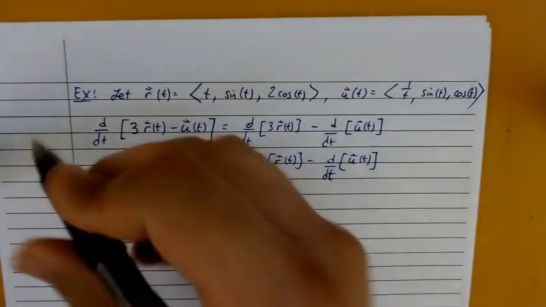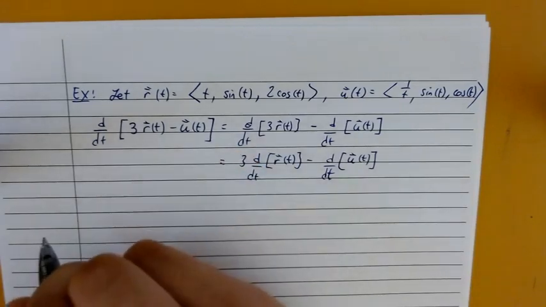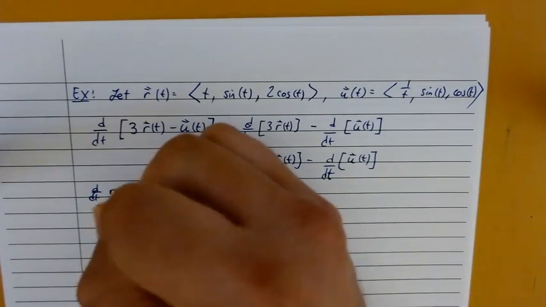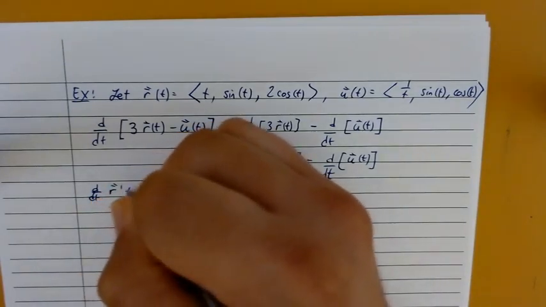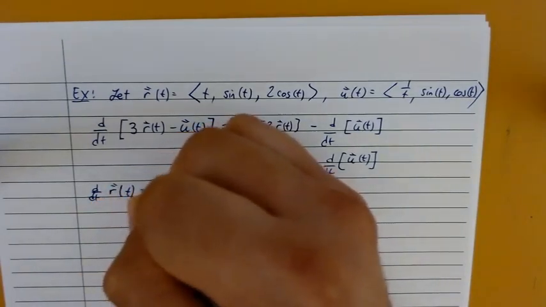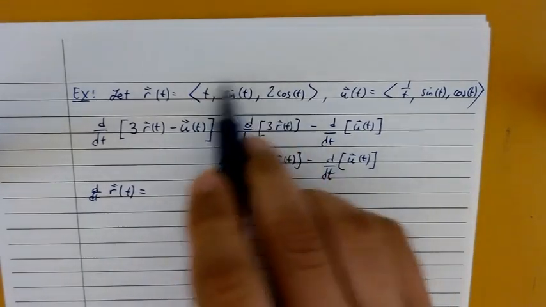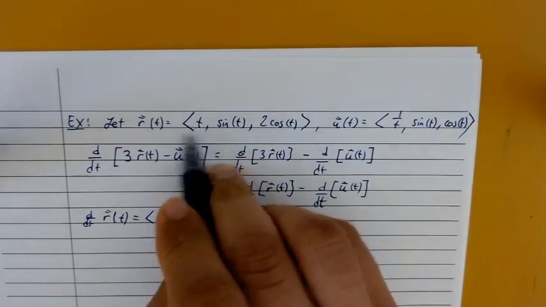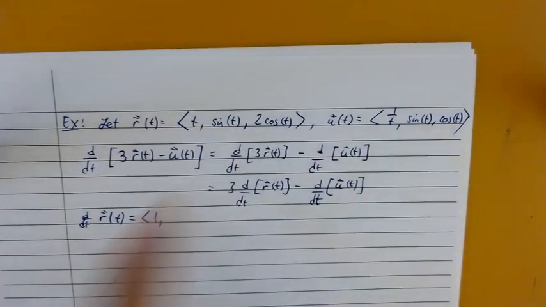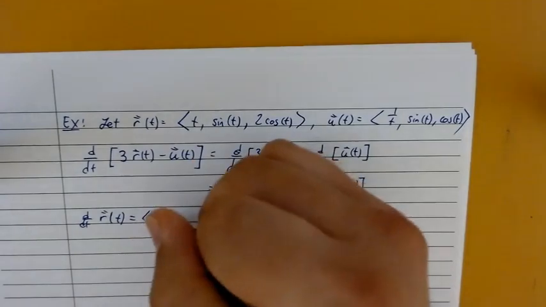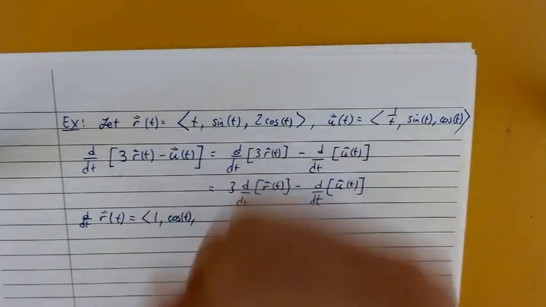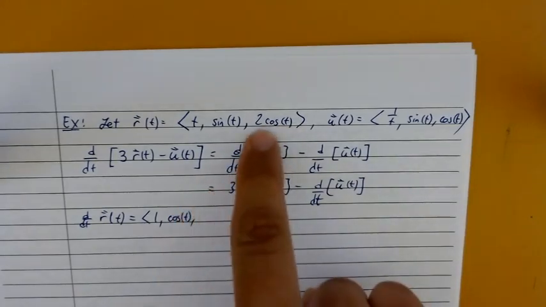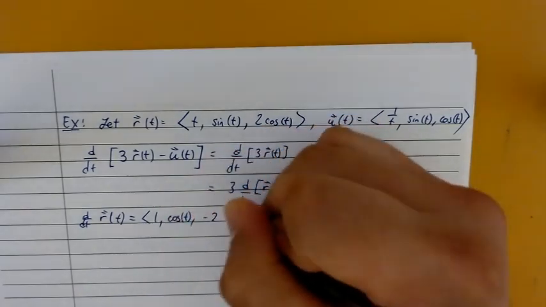So this will be, let's see, let's find the derivative with respect to t of r of t. Well, that's just going to be the derivative of this one right here. Okay, so that's going to be the derivative of t. Well, that's 1. The derivative of the sine of t, the cosine of t. And the derivative of 2 cosine of t, well, that's negative 2 sine of t.